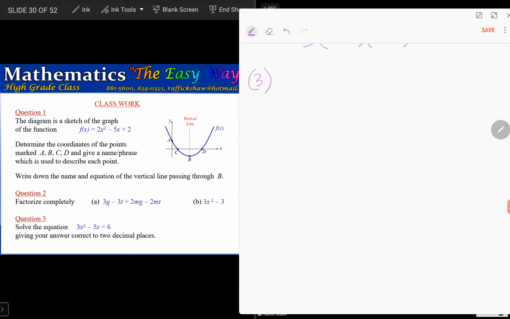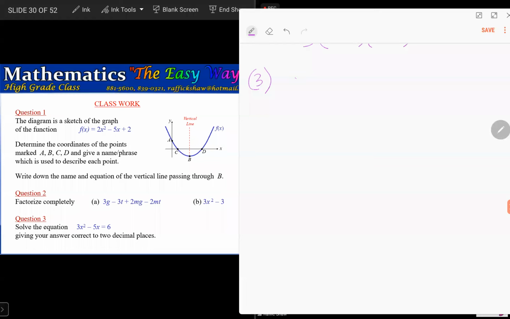So once you see that, don't bother waste time trying to factorize. Right? If you try to factorize this now, you're wasting time. This is like a hint. That statement, giving your answer to 2 decimal places, is like a hint to you. They're helping you. They're telling you indirectly that don't bother try to use factorization. Just use a quadratic formula. All right? So let's go.